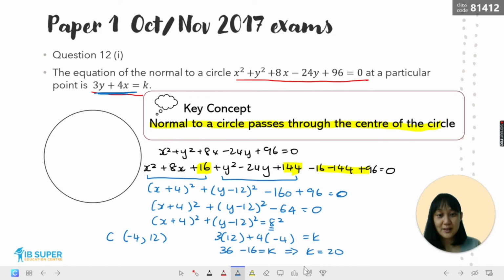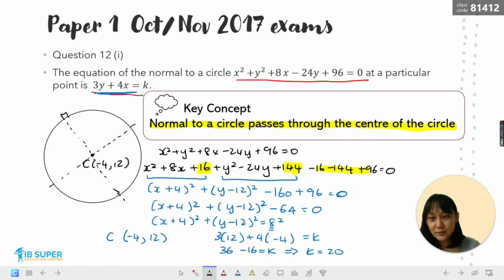If you use this method, because as long as you know this concept, that the normal passes through the center of the circle, it makes it a lot easier. So you can see in this diagram, any normal will pass through the center of the circle. The center of the circle is this. See, any normal will pass through the center of the circle because it's perpendicular to the point here.